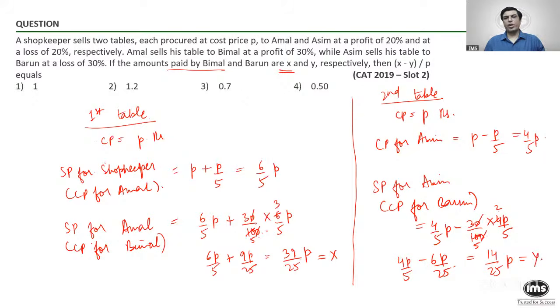Okay. Now, what do we need to calculate? First and foremost, X minus Y. So 39 by 25p minus 14 by 25p. Because the denominator is the same, 25 and 25, you can calculate directly. So how much is X minus Y? It is 39 minus 14 times of P upon 25. That is nothing but 25 by 25p, or P. So X minus Y is P. And what do I need to find? X minus Y upon P, which is nothing but P upon P. And how much is P upon P? It is 1. 1 is the required answer.